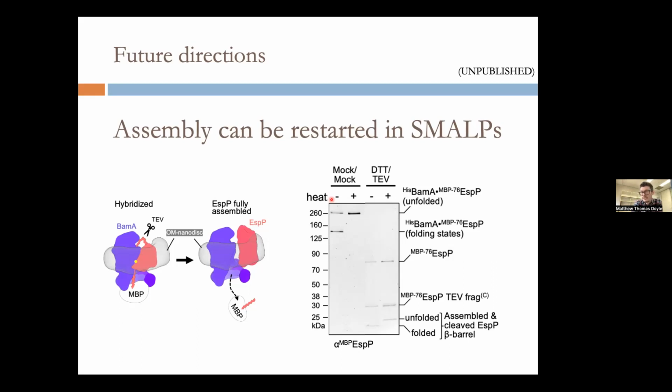BAM-A doesn't have a known unique chaperone for itself, but it does require chaperones for its own assembly, just like other barrels, such as SurA, which is a periplasmic chaperone. A bunch of periplasmic chaperones, SurA, Skp, DegP, are all important chaperones in barrel folding.